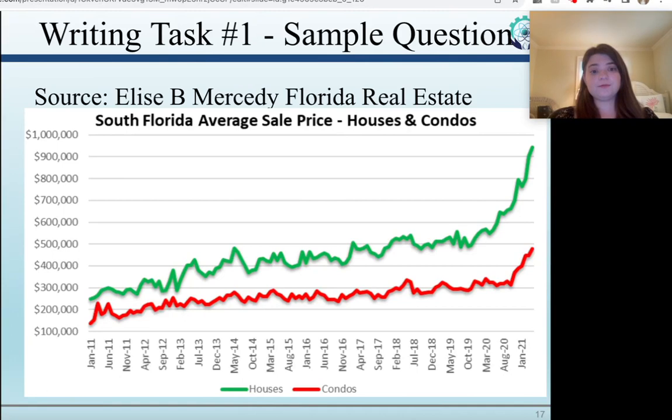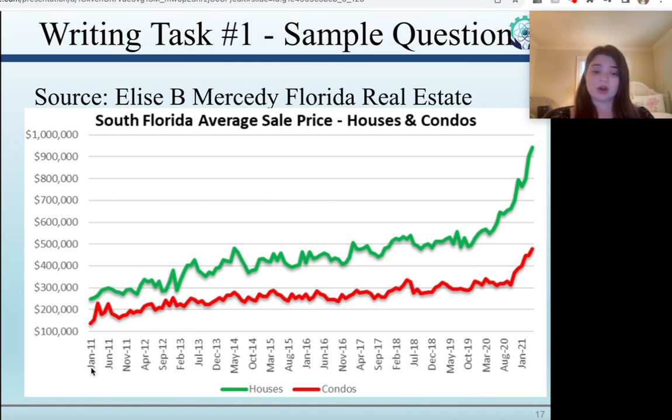This is an example where the source is Ellis B. Mercedes, Florida Real Estate. So basically, this looks at South Florida average sale price in houses and condos. So the green line is houses, and the red line is condos. And they look at it at a few different points: January of 2011, then June of 2011, then November, then April of 2012, then September, then February.